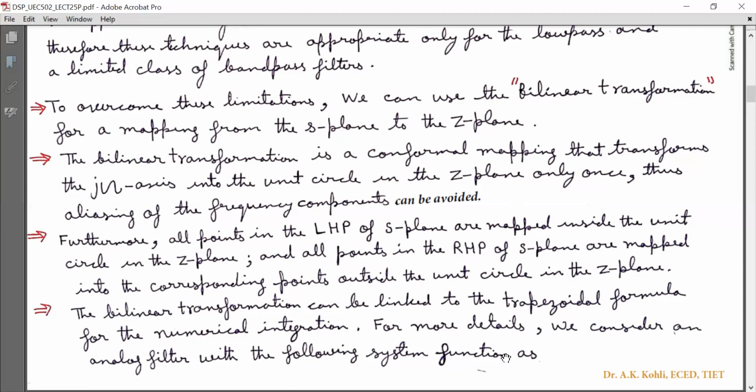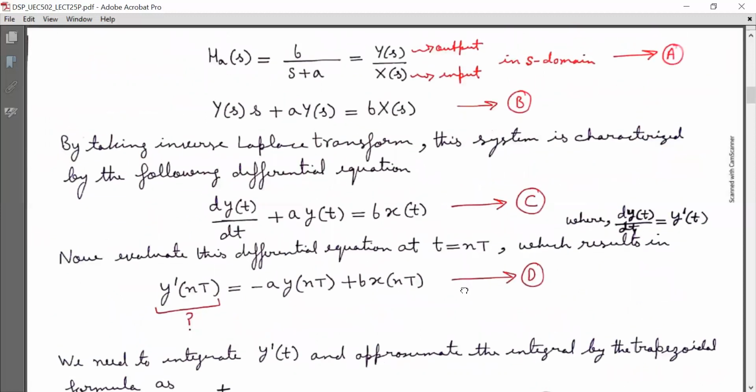For more details, we consider an analog filter with the following system function. H(s) is equal to B by S plus A, and that is equal to Y(s) by X(s). Now Y(s) is the Laplace transform of the output, and X(s) is the Laplace transform of the input in S domain. So mark it as equation A.